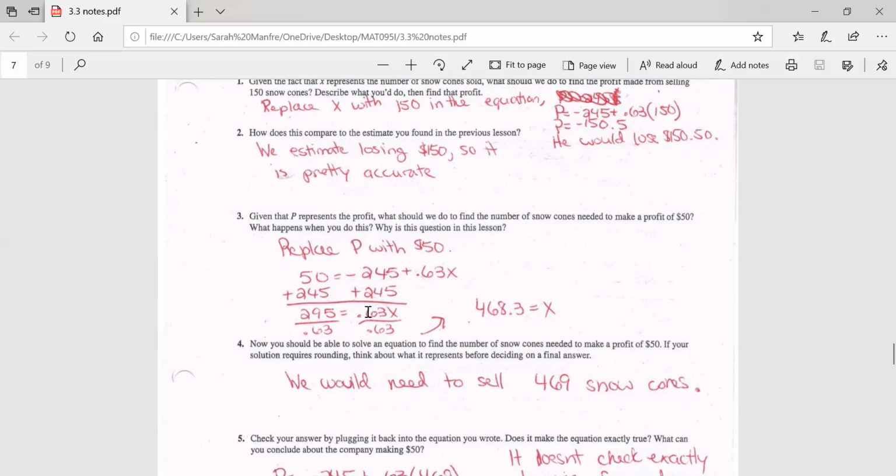Bring down 0.63x. Well, now 0.63 is being multiplied into x. What's the opposite of multiplication? Divide. So I'm going to divide by 0.63. 295 divided by 0.63 is 468.3.